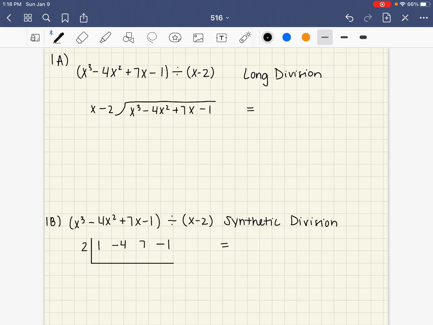So the first thing we're going to look for is how many times does x go into x cubed. So it goes in x squared times, so I put an x squared on top, and now I multiply x squared times x and x squared times -2. When I multiply these out, I'm going to be using subtraction, and I should always get rid of that first term.